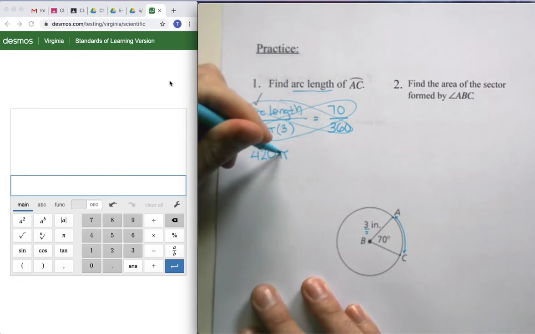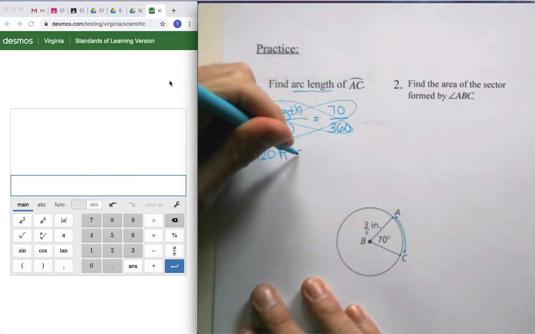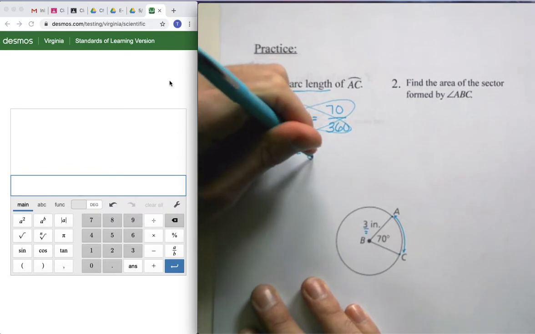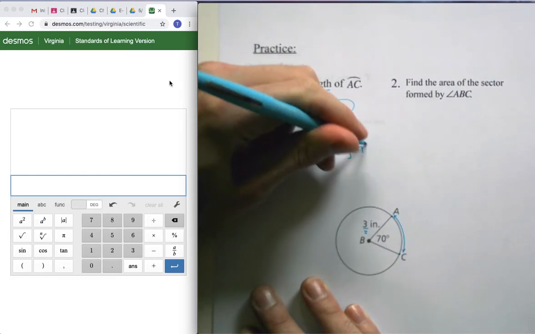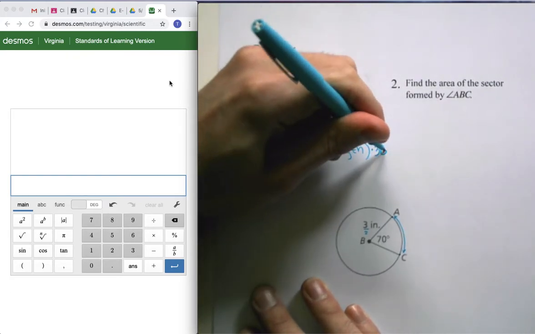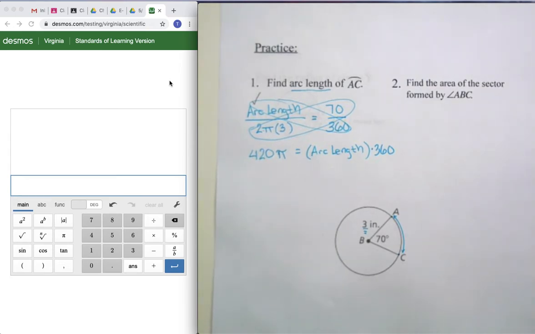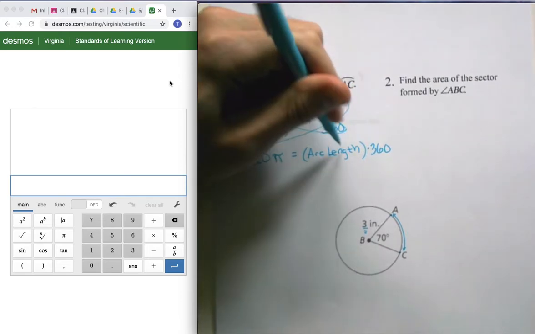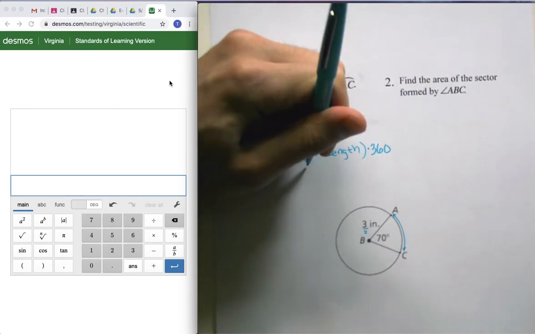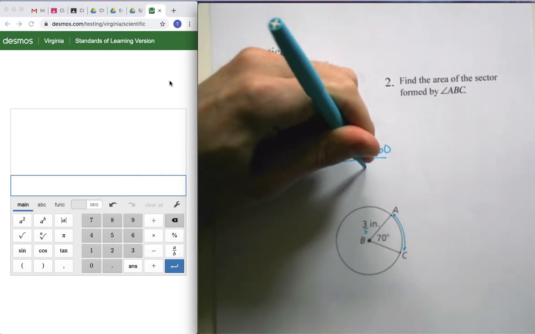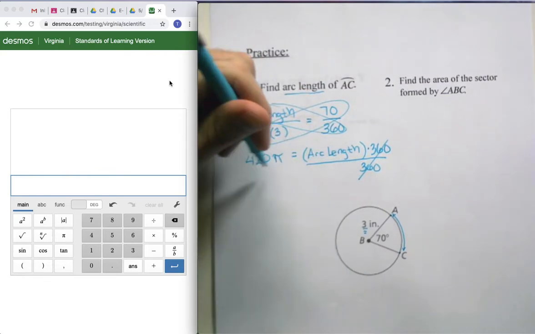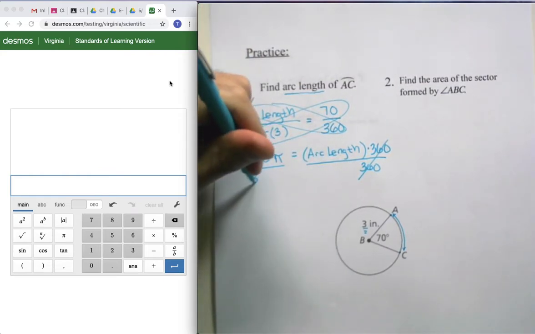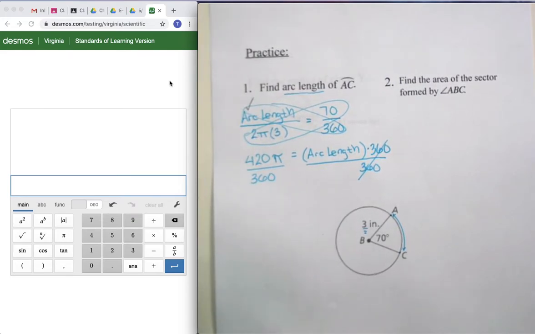Okay, I'm going to leave pi the way it is. Okay, is equal to arc length times 360. Okay, so we're trying to find arc length. So if I want to keep this on the right side of the equation, I want to divide out the 360 to get arc length by itself. So if I divide out 360, the opposite of multiplication is division, so I can divide both sides by 360. That should give me the answer for arc length.